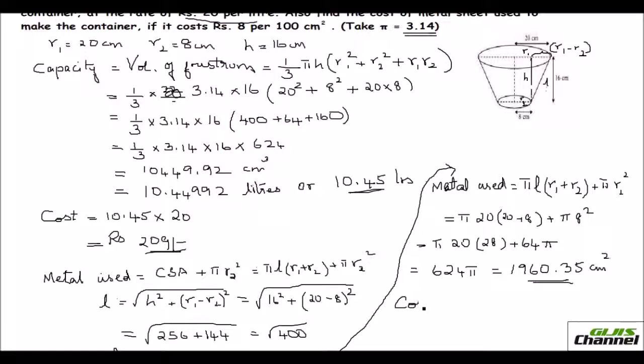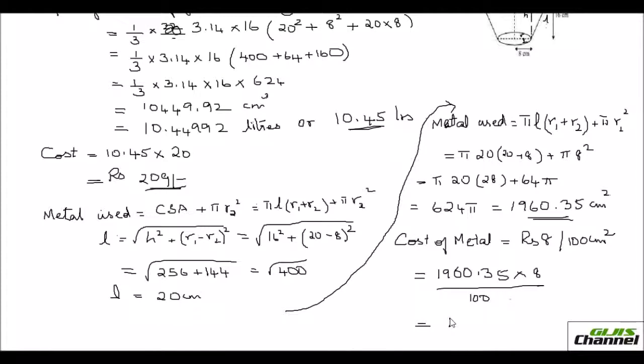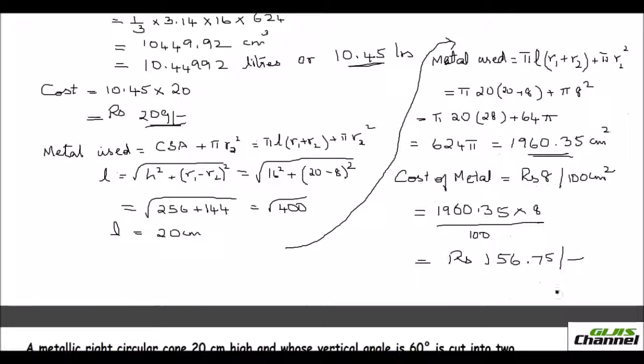Now the cost of the metal will be rupees 8 per 100 centimeters square, right? So that will be calculated like 1960.35 times 8 divided by 100. Simple. Do the calculation. You will be left with rupees 156.75. So 156 rupees and 75 paise is the answer.